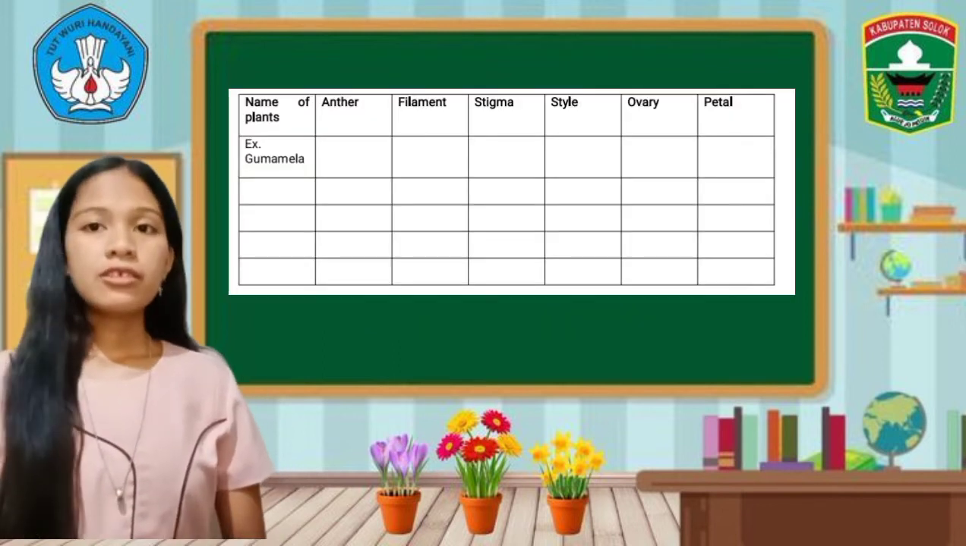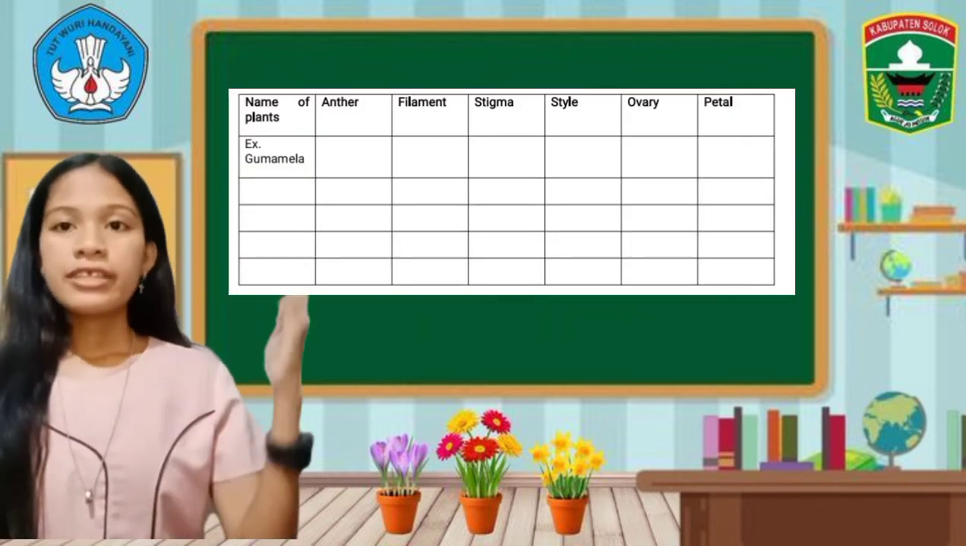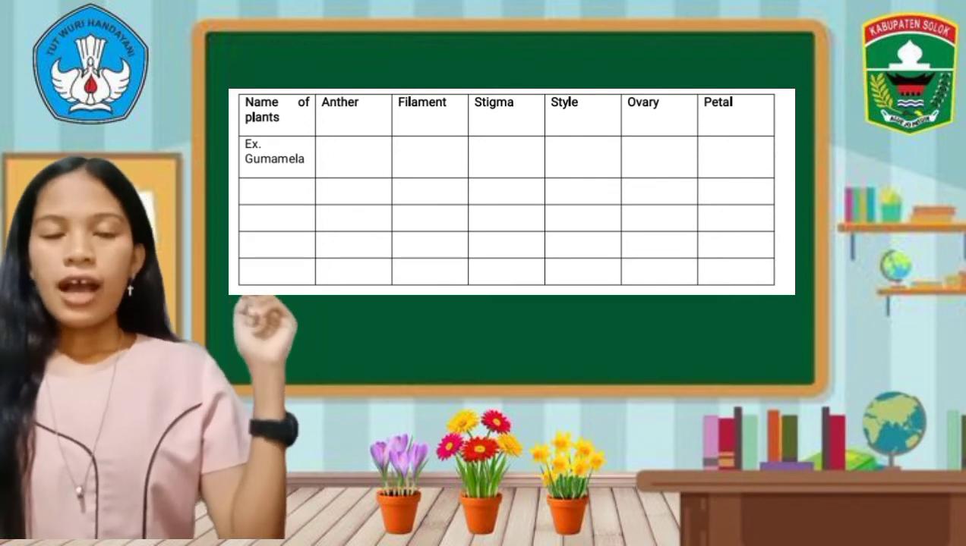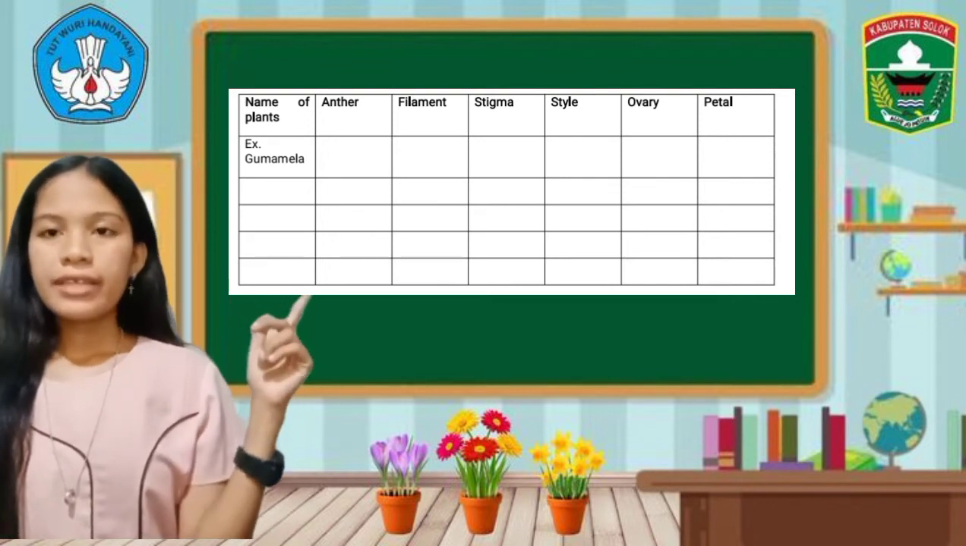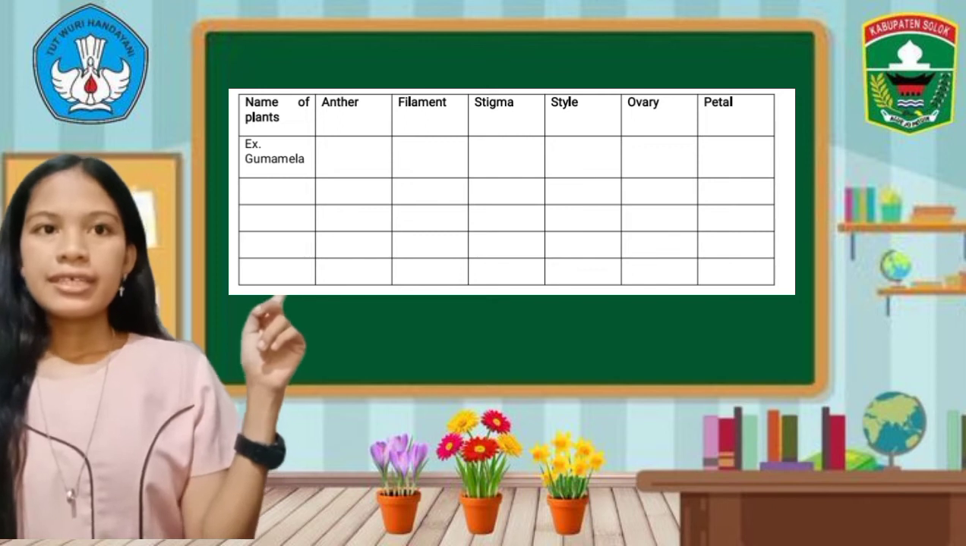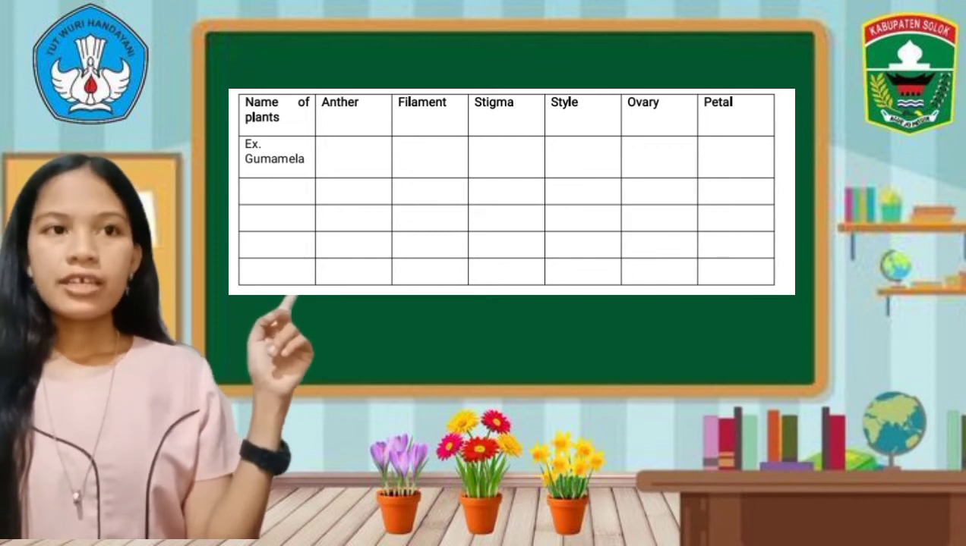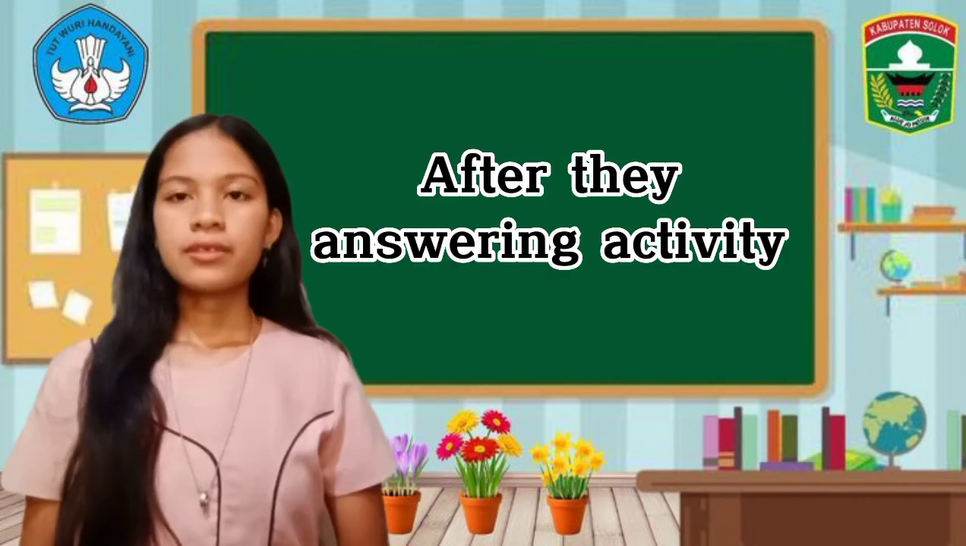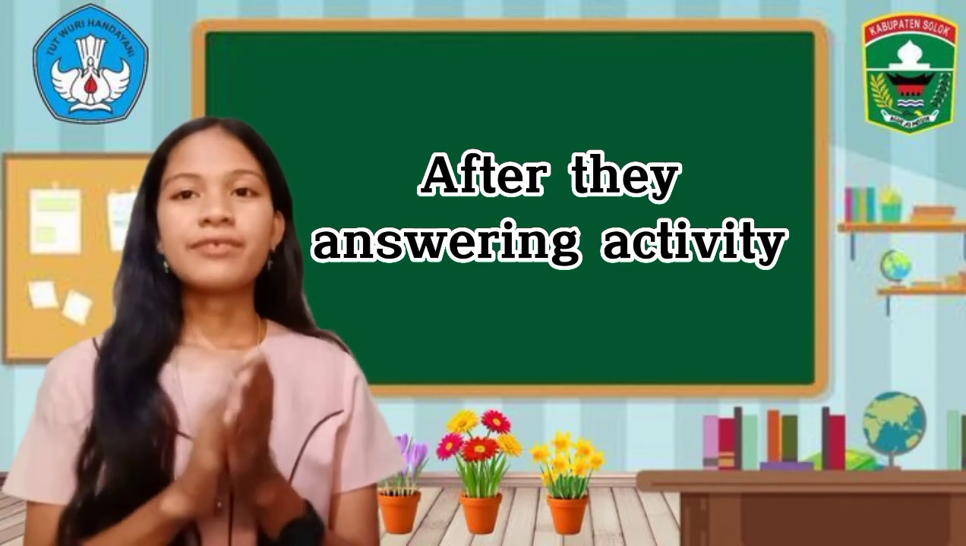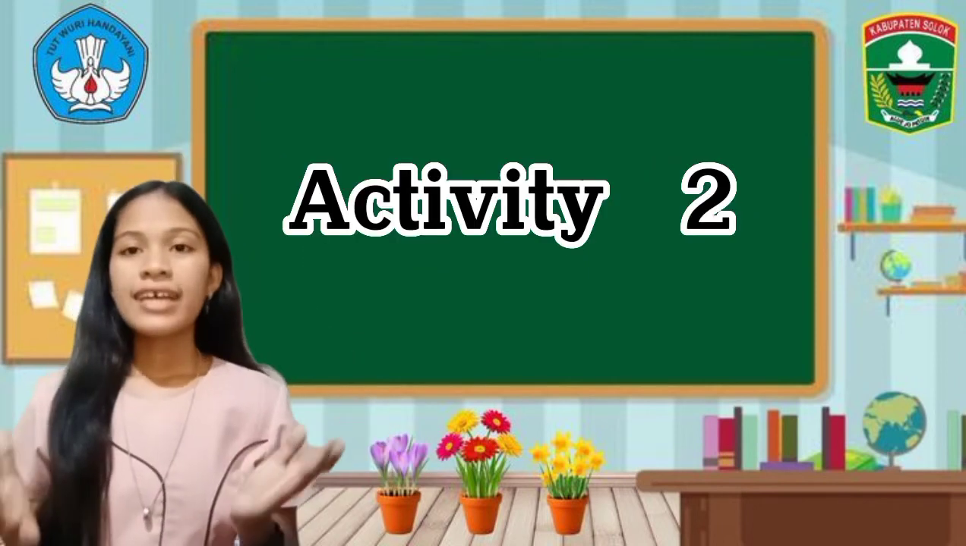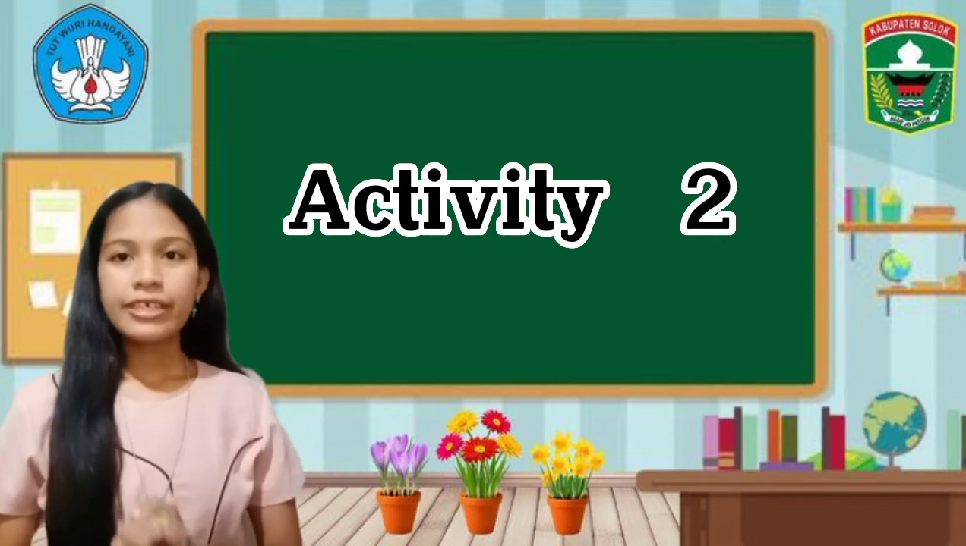The pattern for your activity is here. Name of plants, anther, filament, stigma, style, ovary, and petal. Okay, that's great. So class, another activity that I will give you.